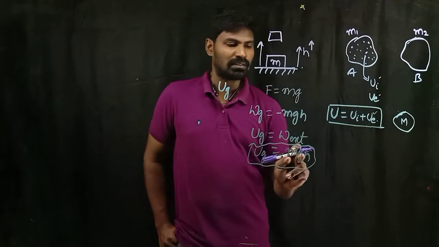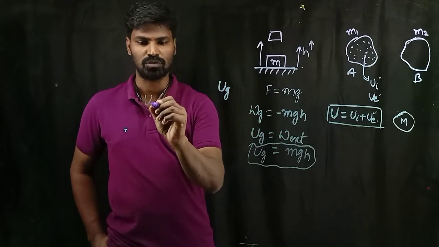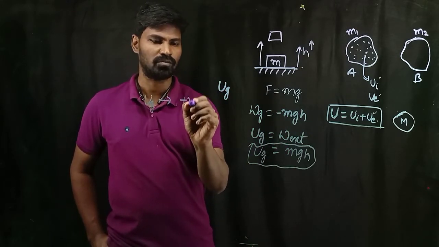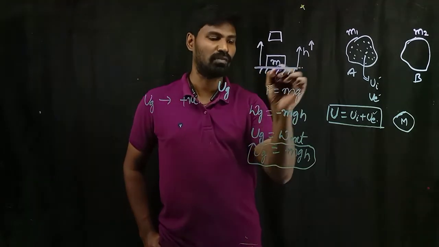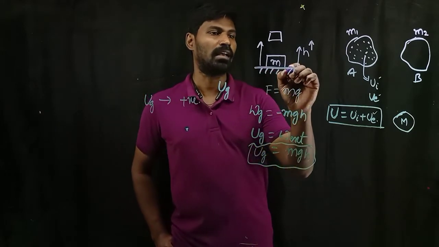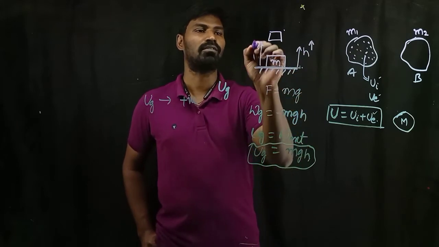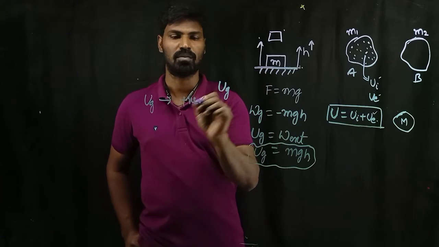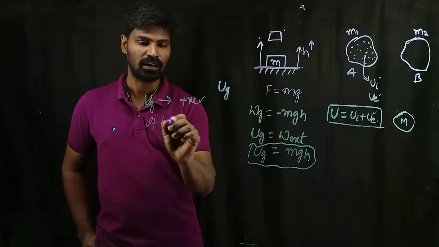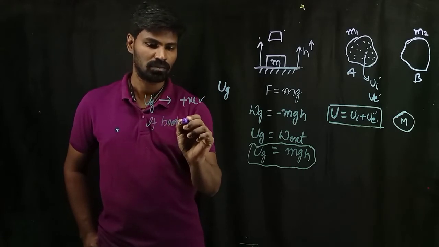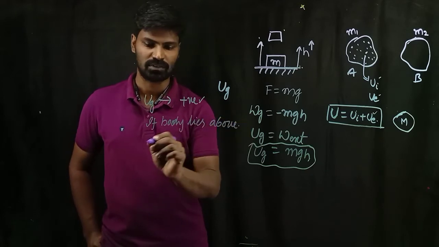Now, based on the value of h, this gravitational potential energy Ug can be positive, because it depends on the reference. If you take this as the reference line and calculate the gravitational potential energy, as the body is lying above the reference line, the gravitational potential energy is positive. So gravitational potential energy is positive if the body lies above the reference line.